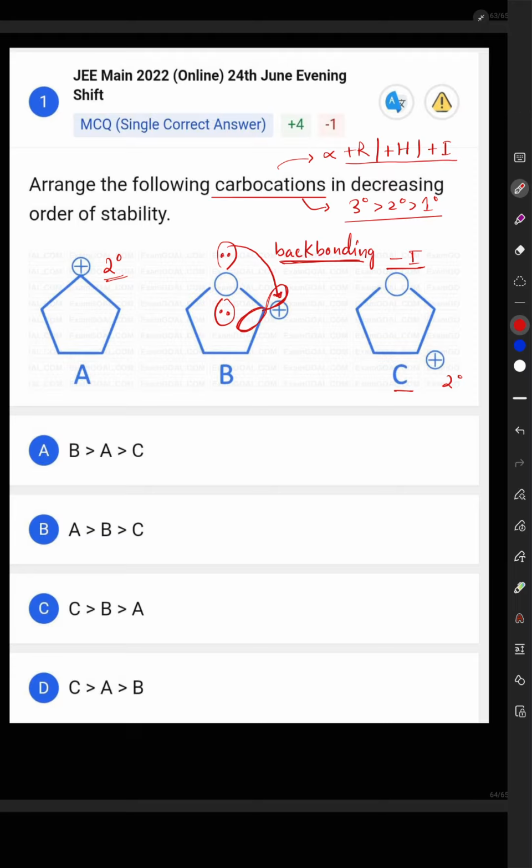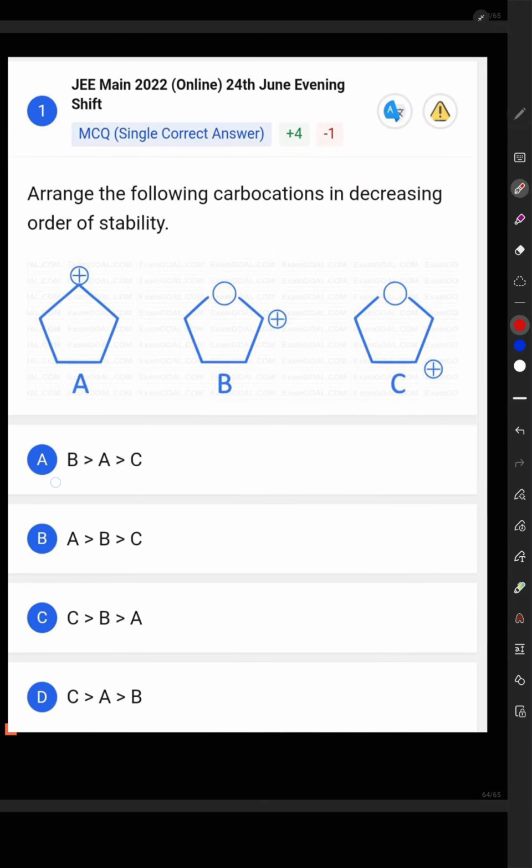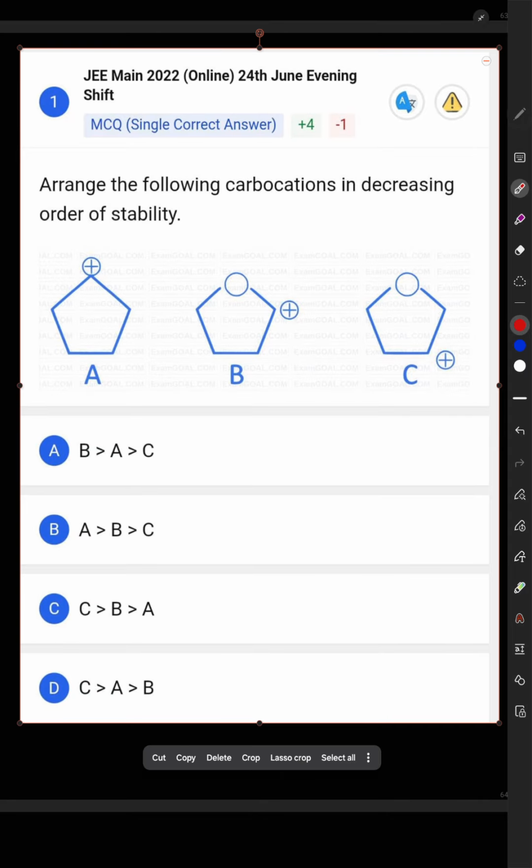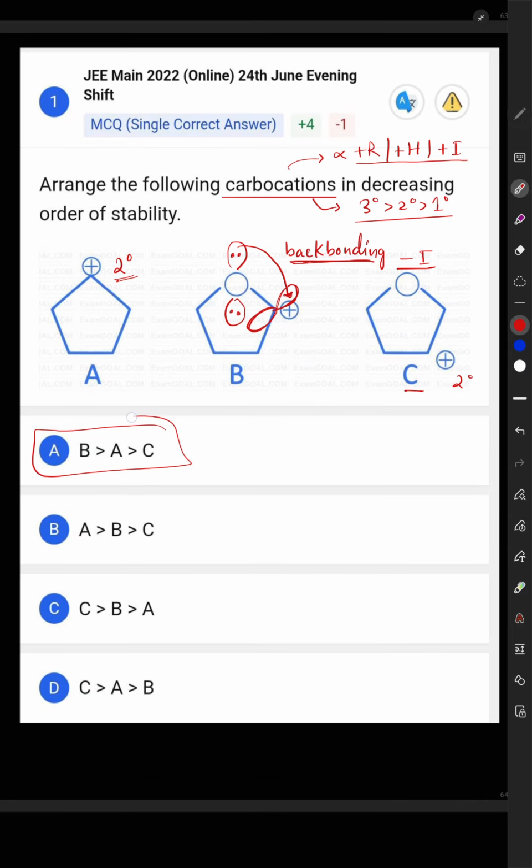Since after this back bonding all the atoms will have a complete octet in option B, this option B is going to be the most stable carbocation. So option B will be the most stable carbocation, and then option A, and the least will be option C, because there is no such case of back bonding or conjugation with the positive charge. It is however exerting its adverse effect of minus I. So the correct order will be BAC, which is present in option 1, right? So option 1 will be the correct option.